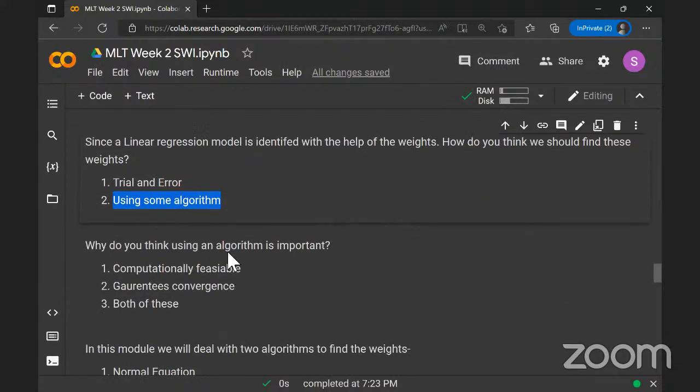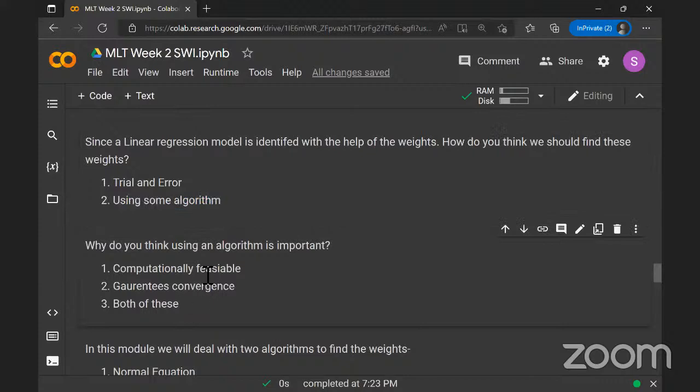Question number 2. Why do you think using an algorithm is important? It is computationally feasible. Second, guarantees of convergence. Option number 3 is both of these. Option number 3. So if you put your procedure of optimization in the form of an algorithm, it gives you a couple of things. You can figure out if that algorithm is going to give you convergence or not. Can you guarantee or not? And second, by looking at that algorithm, you can figure out it is computationally feasible. So yes, both of these are correct.